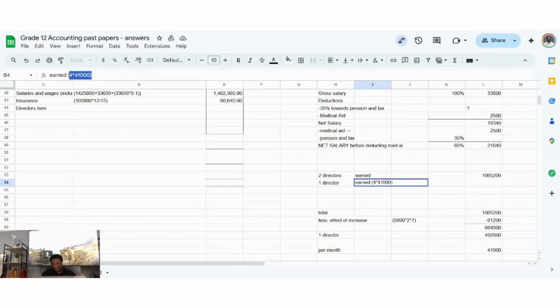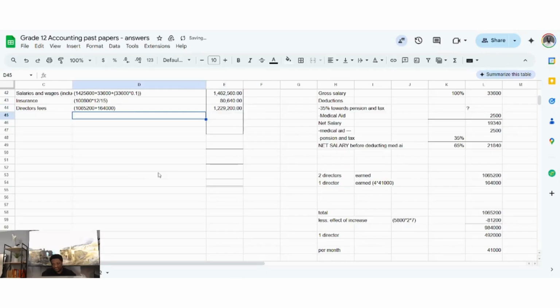And so 4 times 41,000 would be equal to 164,000. And then that would mean that for our director's fees, we'll have 106,200 plus 164,000, and that would give us a total of 1,229,200. And then let's move on to the other things.